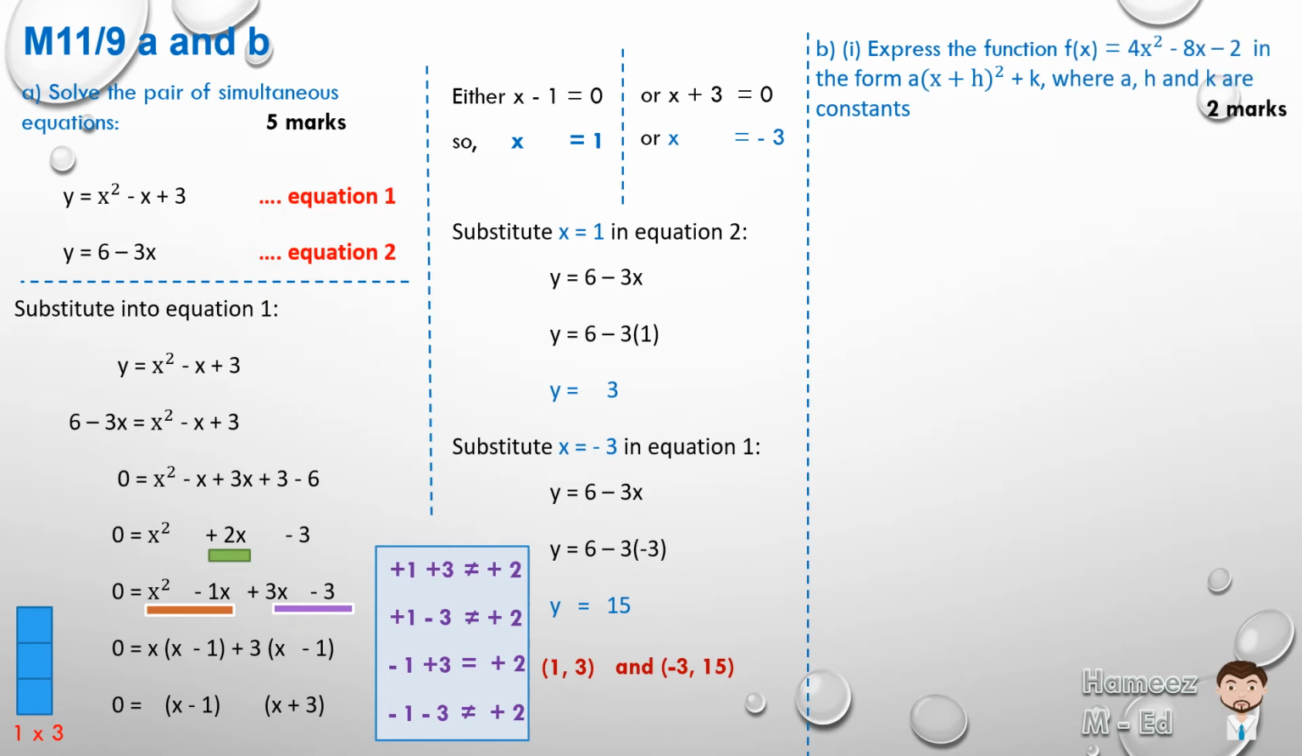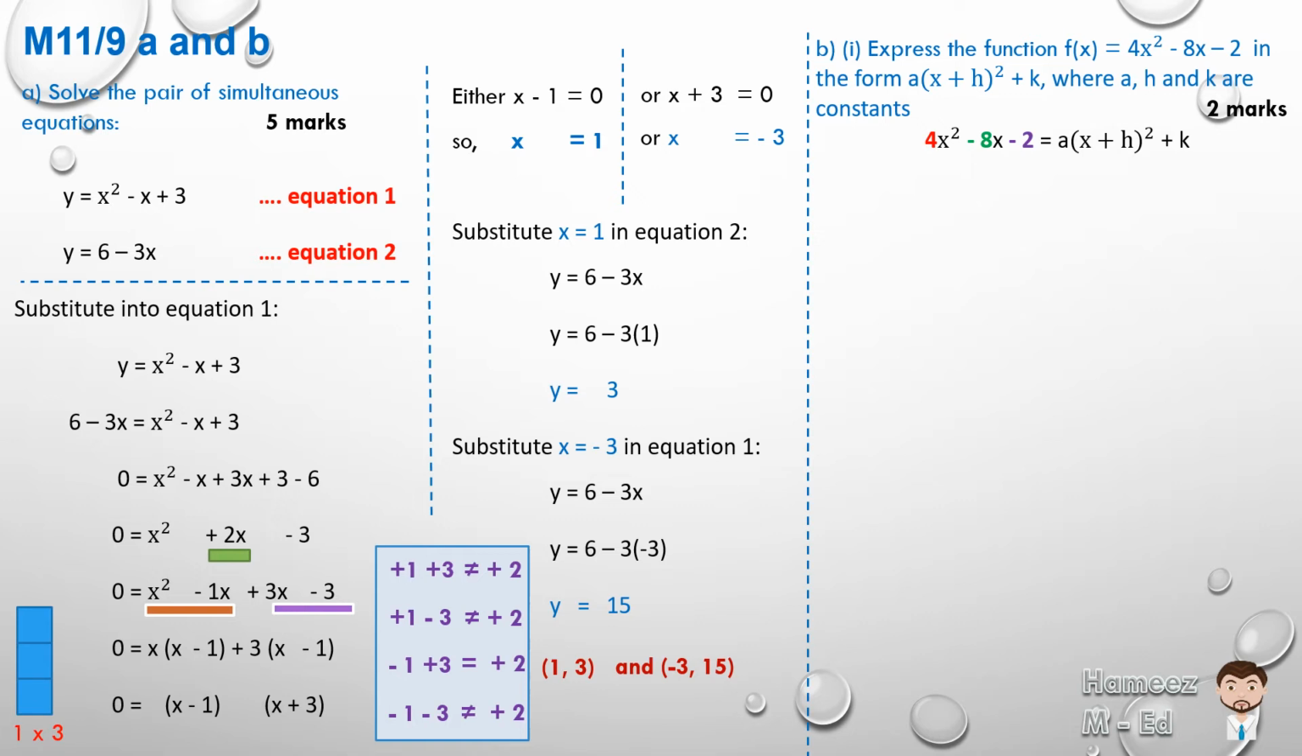Part B, part 1. Express the function f of x equal to 4x squared minus 8x minus 2 in the form a(x plus h) squared plus k, where a, h, and k are constants. So this is another completing the square method question. So let's write 4x squared minus 8x minus 2. We want to rewrite it as a brackets x plus h squared plus k. So we need to find a, h, and k.